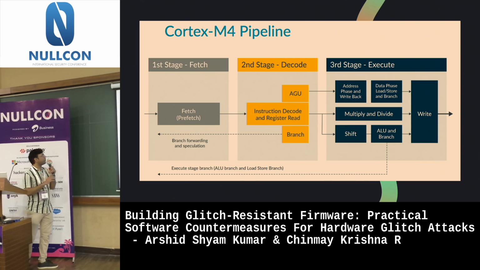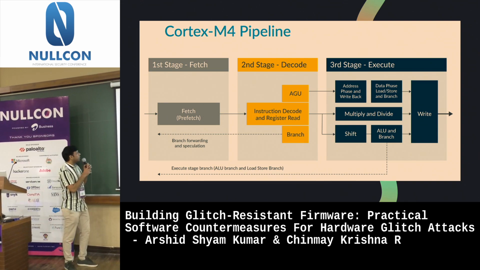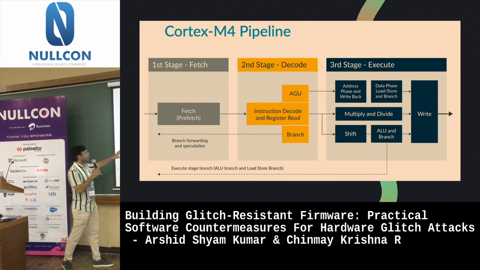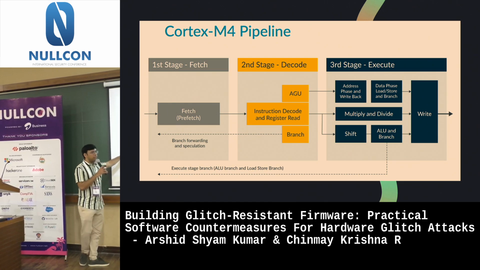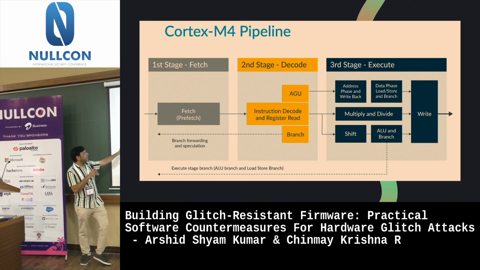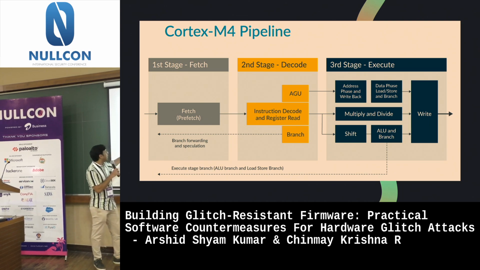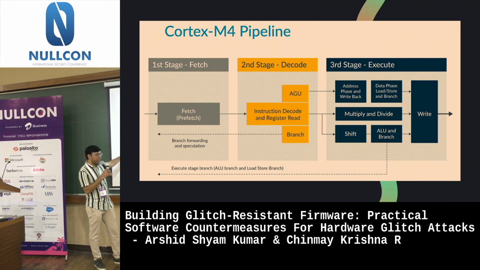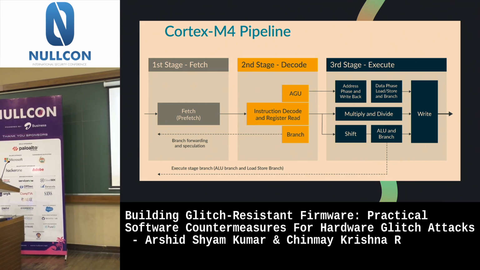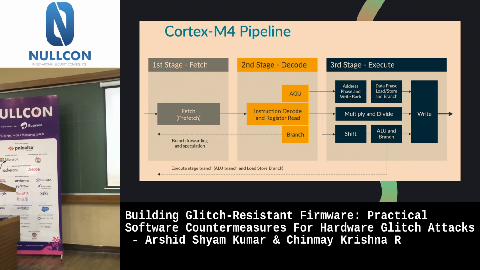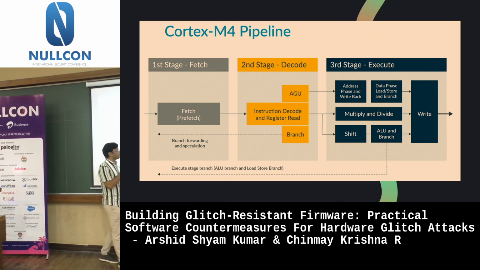Yeah, so this is the pipeline of Cortex M4. I just want to show you that when we say glitch, any part of this instruction pipeline might be affected, starting from the instruction fetch to the end of writing the contents back into the memory.